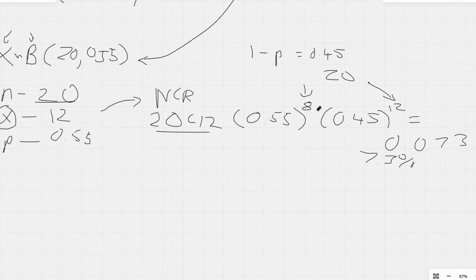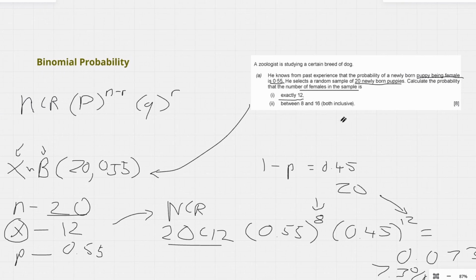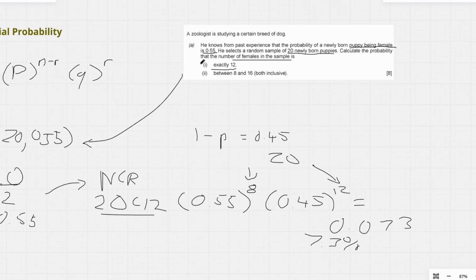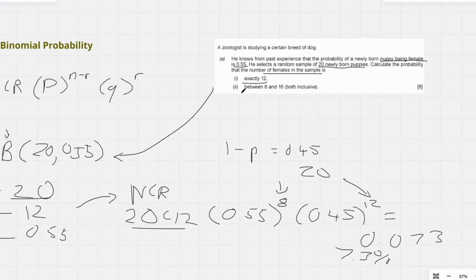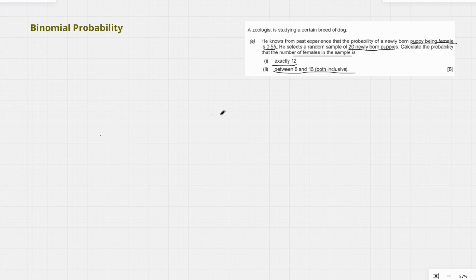So that is the probability of the number of females in the sample being exactly 12. And we move on to the next part of the question, which is arguably a lot more difficult. It says between 8 and 16, both inclusive. So that means x is less than or equal to 16, and x is greater than or equal to 8.